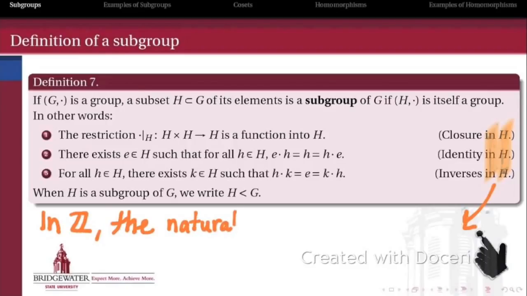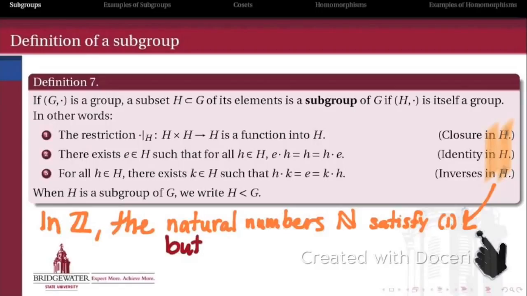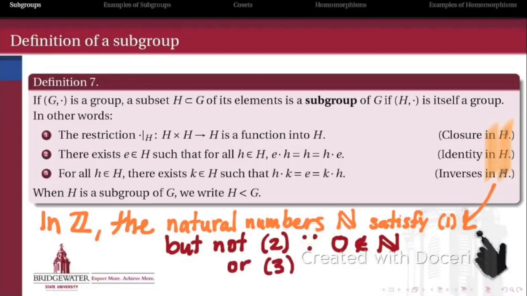So for example, if we take a look at the group of integers, the set of natural numbers 1, 2, 3, 4, 5, and so forth, does satisfy the closure property, because if I add one natural number and another natural number, the result is going to be another natural number. 2 plus 3 is equal to 5, for instance. But unfortunately, the natural numbers don't satisfy the other properties that might have otherwise made them a subgroup of the integers. It doesn't satisfy the identity property because the identity of the additive group of integers is 0, and 0 isn't a natural number. Also, it doesn't satisfy the inverse property because the additive inverse of a natural number is not a natural number.